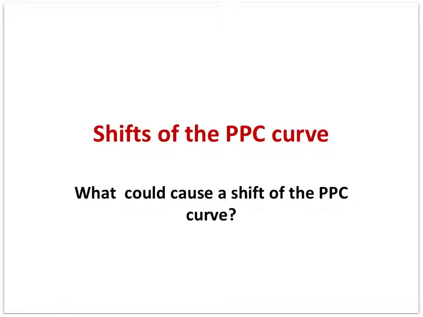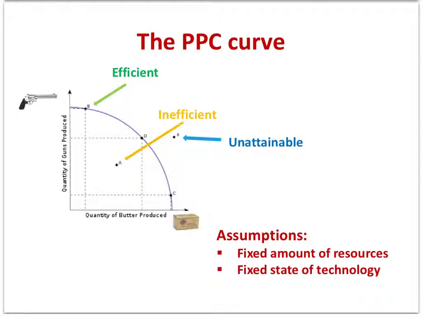In this video we are going to answer this question: what could cause a shift of the PPC curve? But before we answer this question, we will revise what we already know. This is a PPC for guns and butter.